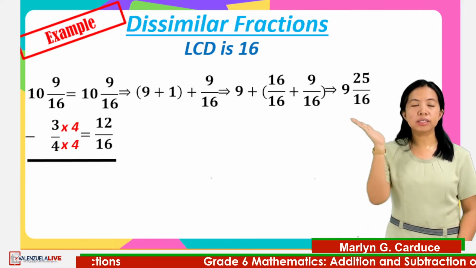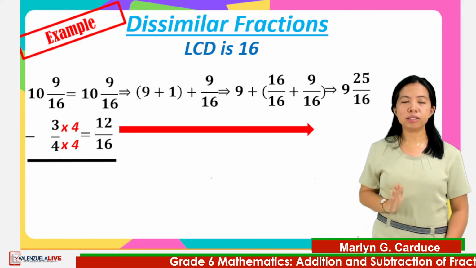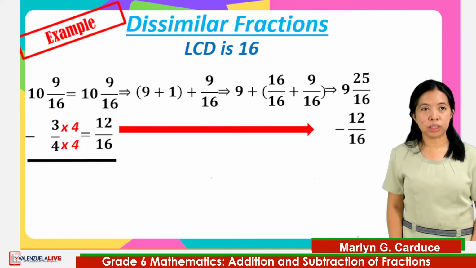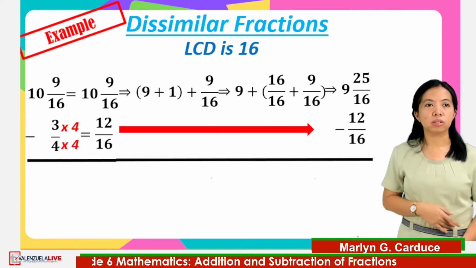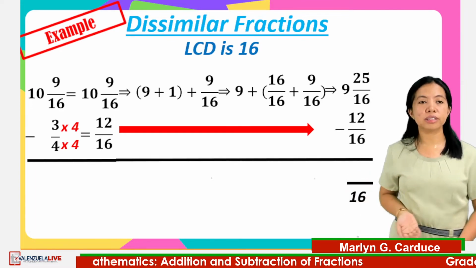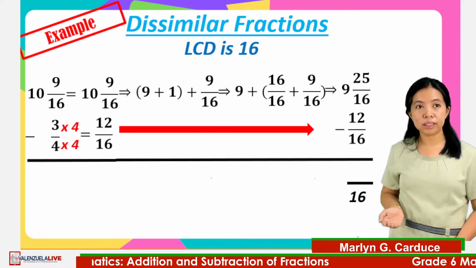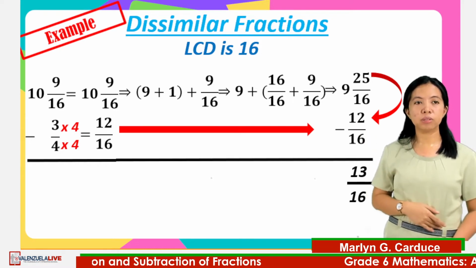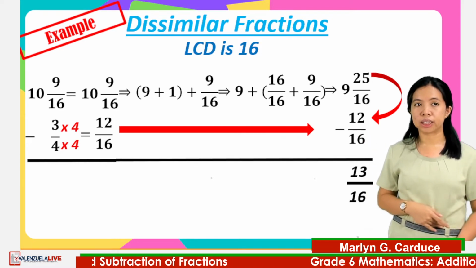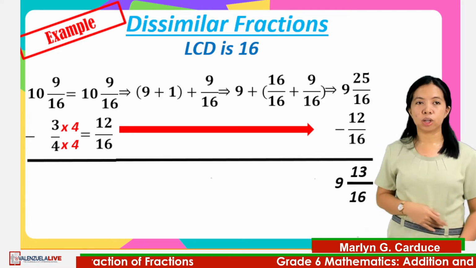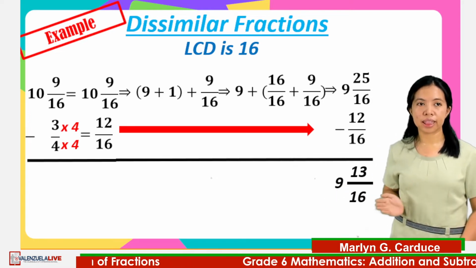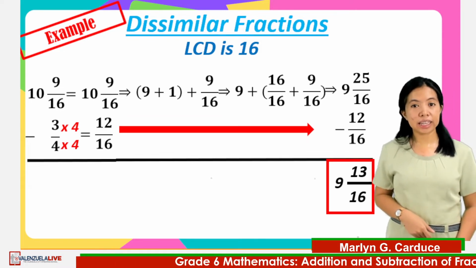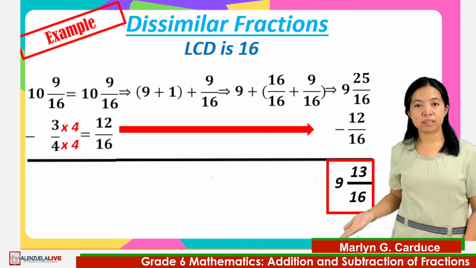Okay, so this is now our minuend. And then let's subtract it now to our subtrahend. So let's go back to 12 over 16. First, let's copy the common denominator, 16. And then subtract the numerator, 25 minus 12. And it will give us a difference of 13. And then write down the whole number, which is 9. And that is now our final answer, 9 and 13 over 16.